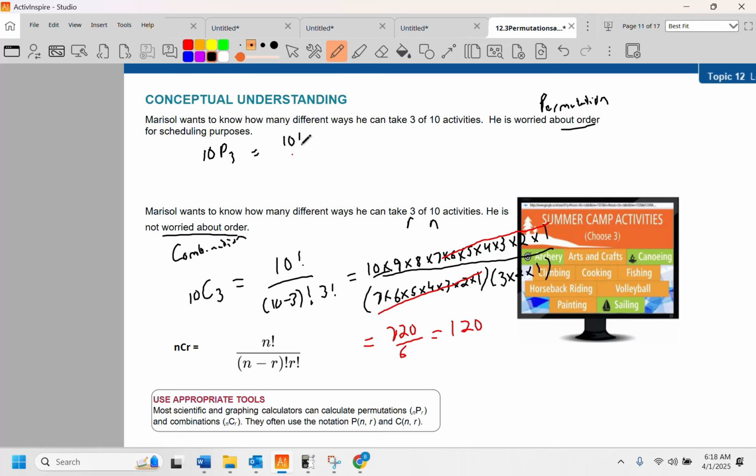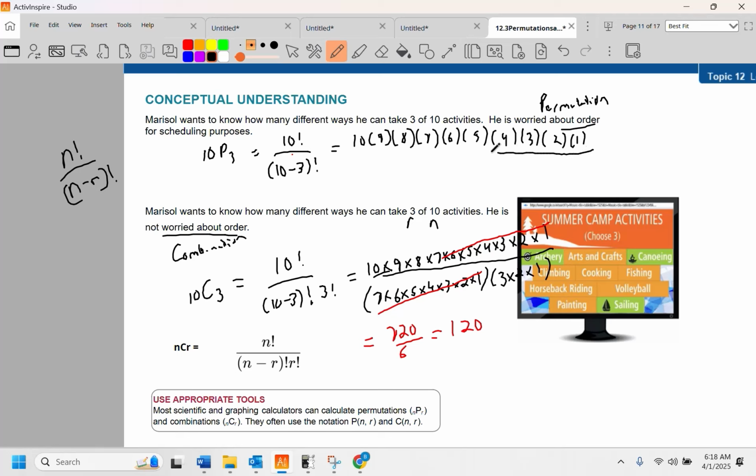It's going to be 10 factorial over, and that's the formula, by the way. I should probably write that down. The formula is n factorial over n minus r factorial, over 10 minus 3 factorial. So on this one, what's going to happen as we write it all out, and I know this is time consuming. 10 minus 3 is 7.